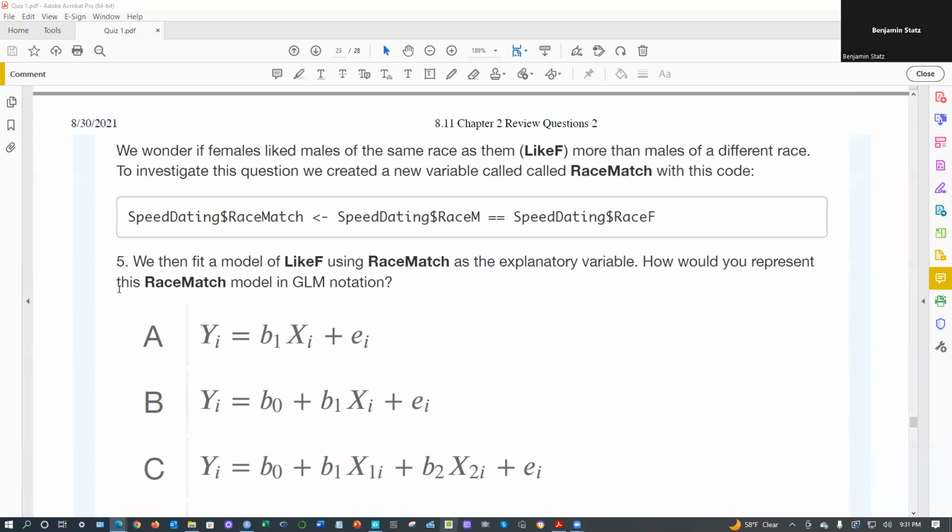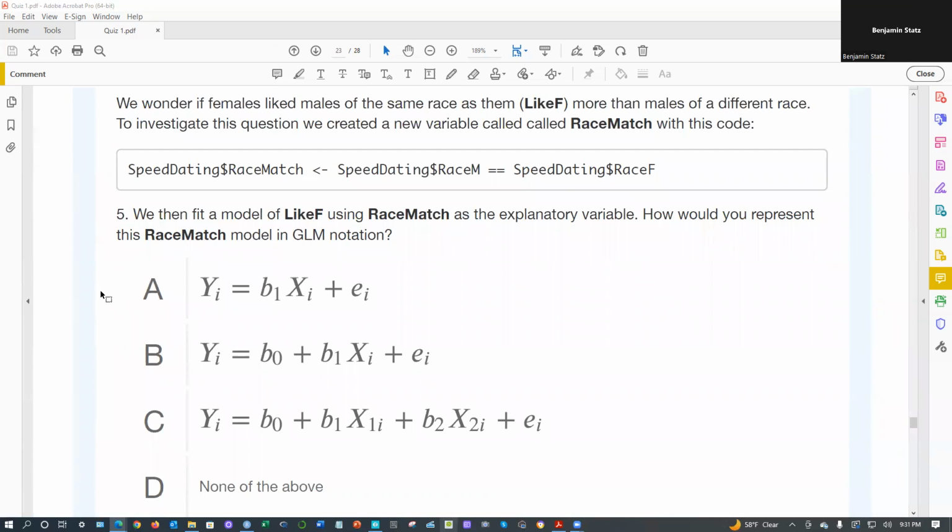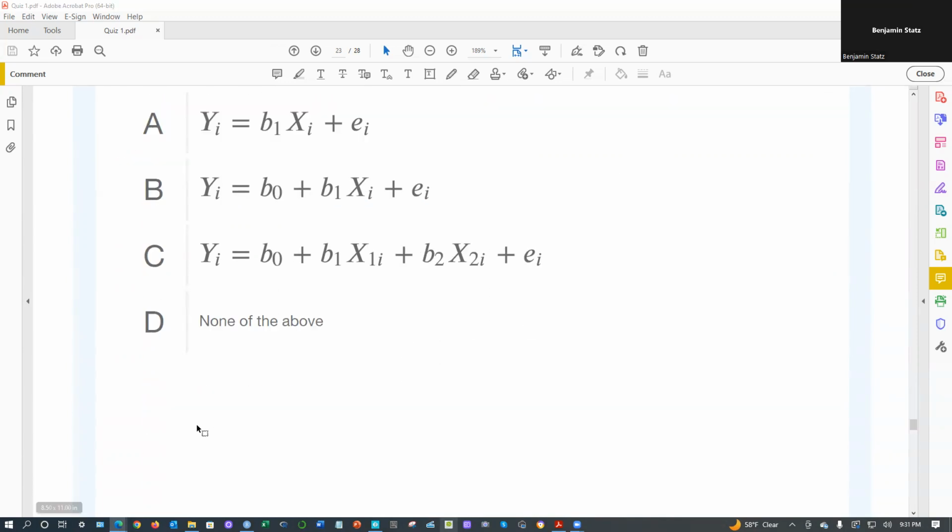How would you represent this race match model in GLM notation? Sorry, race match. Like F is Y equals b0 plus b1 race match plus epsilon. See, B. Okay.